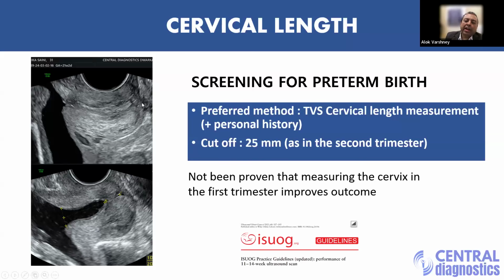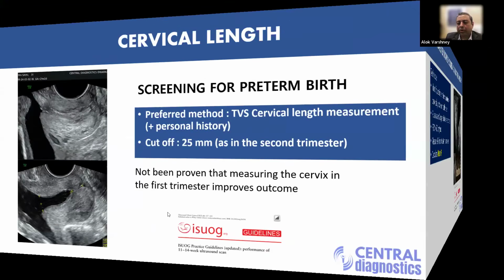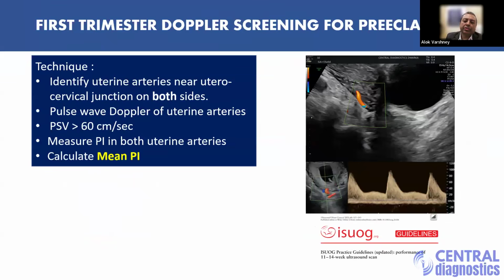But even when we find that the cervical length is less, the studies have not proven that measuring the cervix improves the outcome. But if we see something like this, that is obviously a cause of concern, and the obstetrician is going to put a cerclage over the cervix or put the patient on progesterone treatment.